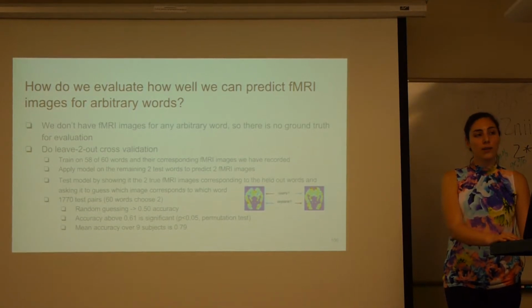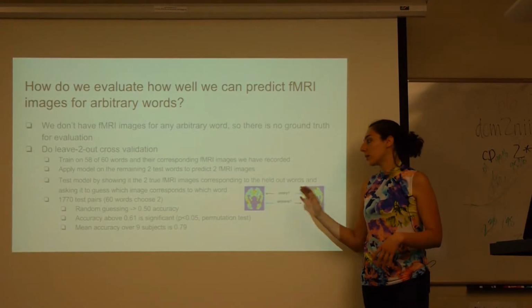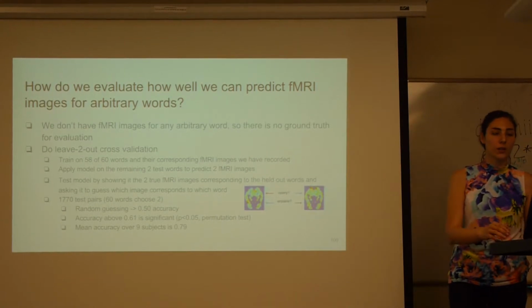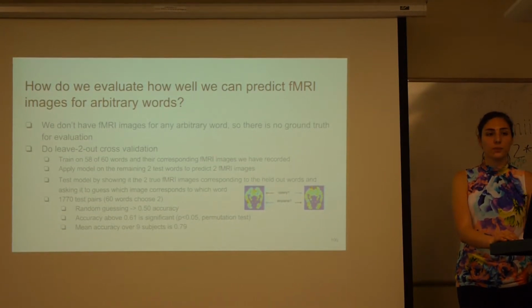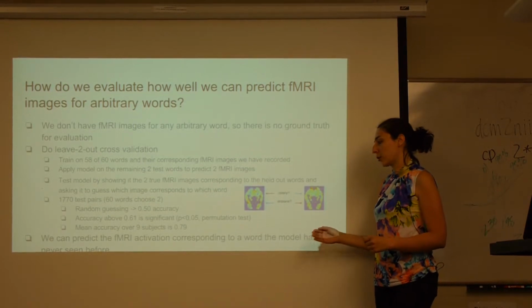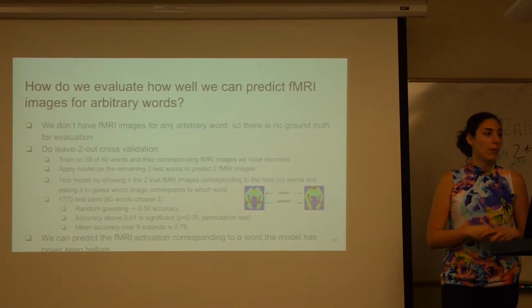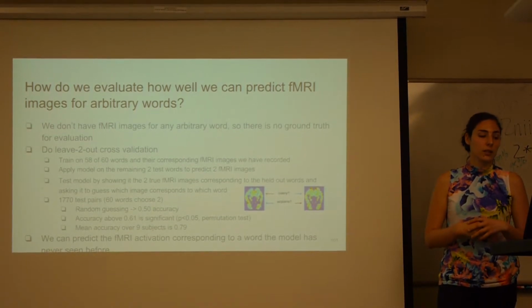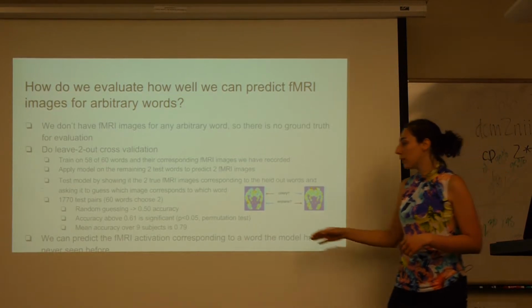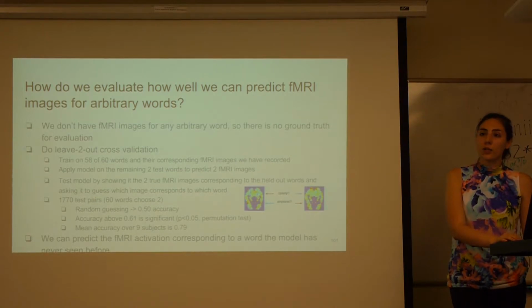This is across 9 subjects, but it's not combining data from the 9 subjects. It's doing this on each individual subject and averaging over the 9 subjects. So we have a way to predict the fMRI activation corresponding to any arbitrary word the model has never seen before. So it's pretty exciting, and it does this well, 0.79 accuracy. Any questions about this?